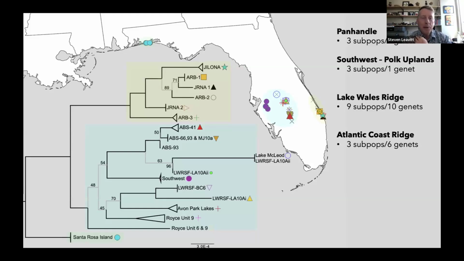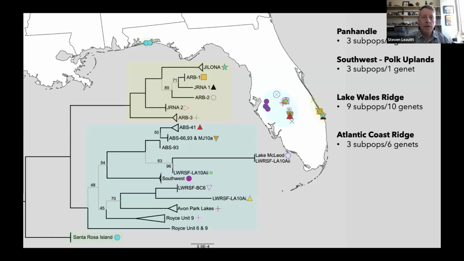rooting this actually became pretty problematic. But most likely, the root of the tree places the populations in Santa Rosa Island as sister to all of the other known Cladonia perforata populations. The Lake Wales Ridge and the Polk uplands were recovered within a single monophyletic clade, highlighted in blue. And then the Atlantic coast populations were also recovered in a single monophyletic clade that's highlighted in yellow.